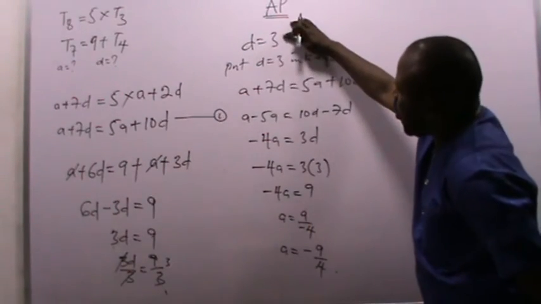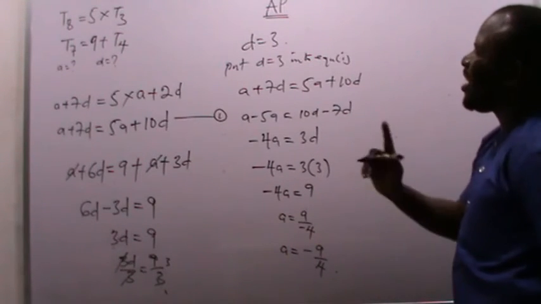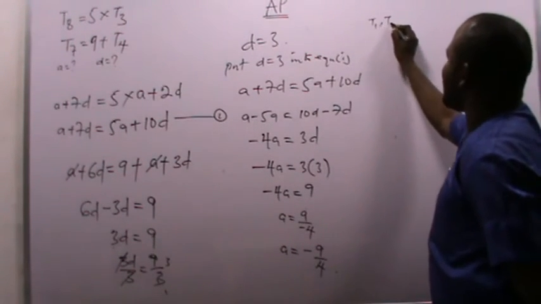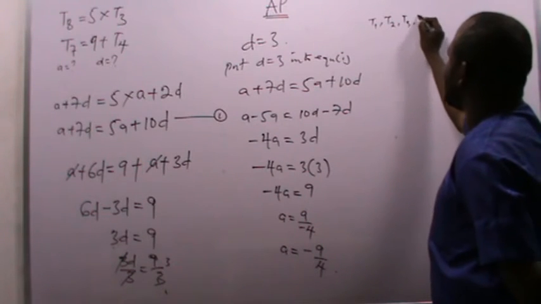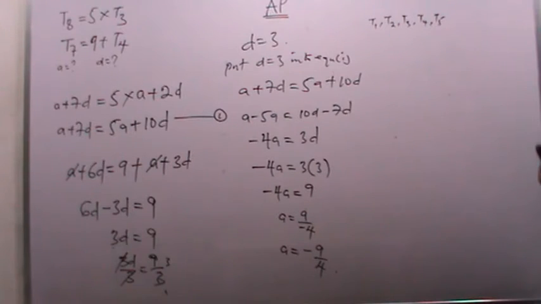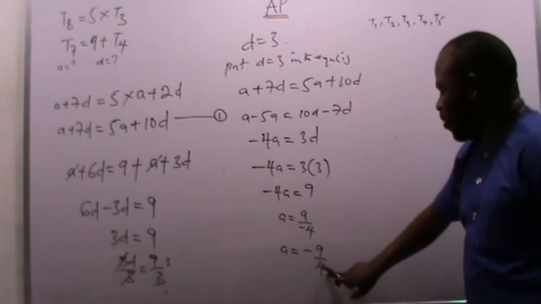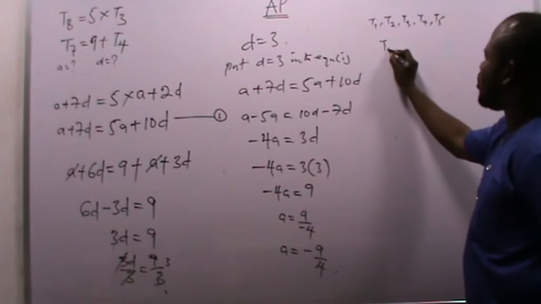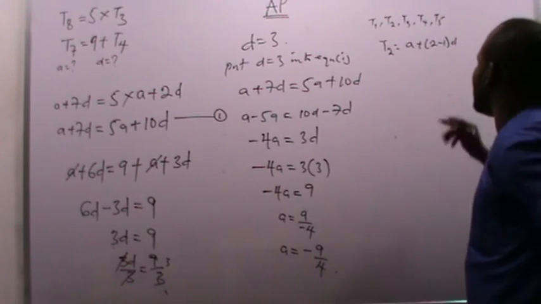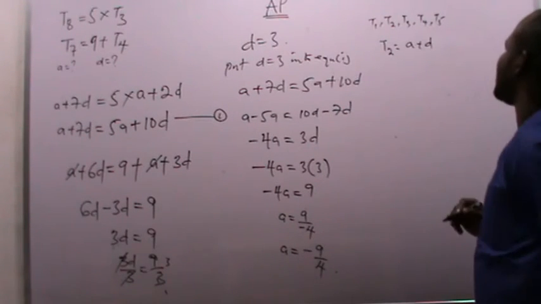We have gotten the common difference. But the question asks us to list the first 5 terms. So meaning we have T1, T2, T3, T4, T5. That is what they want us to do. Now we have T1, which is the first term, minus 9 over 4. Let's look for T2. T2 will be A plus 2 minus 1 D. Okay, let's save ourselves the stress. It will be A plus D.